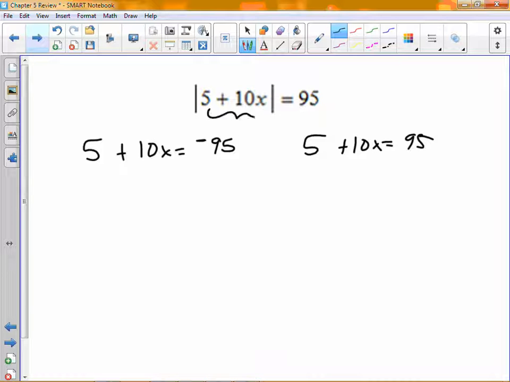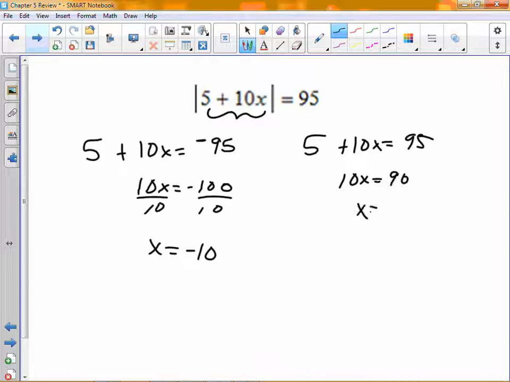This in here can either be -95 like on the left, and so 10x equals -100, divide both sides by 10, and x equals -10, or 10x is equal to 90. If 10x is equal to 90, then x is 9. And so this thing has 2 solutions.